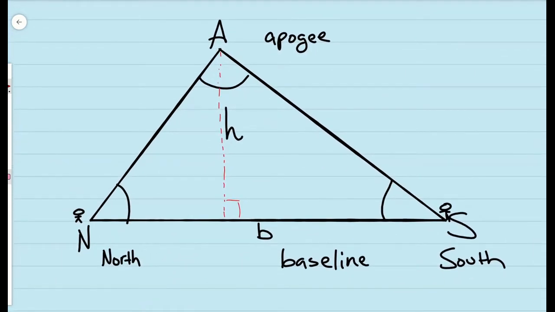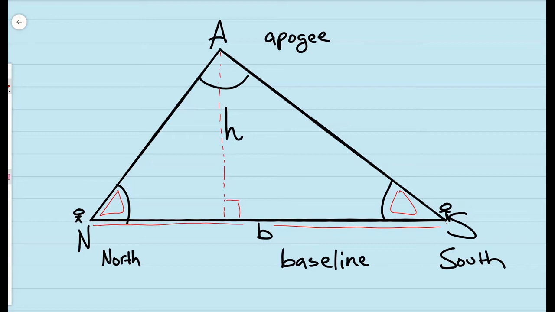You need to know the apogee here, and you need to know that this person is at the north. You need to know that this person is at the south. And you need to know this angle, and this angle. And you need to know the distance between these two people. This is our baseline. So sketch this really quickly.